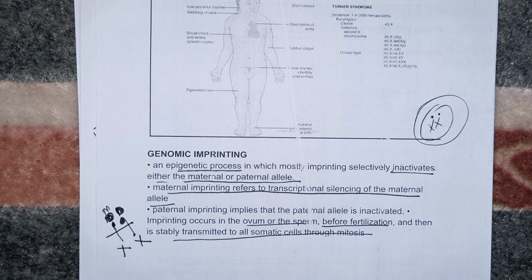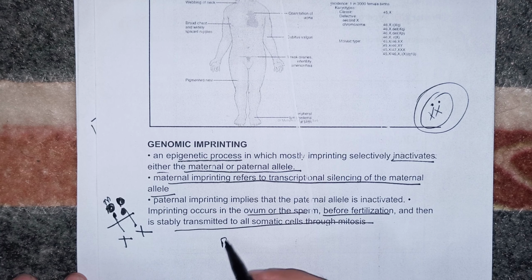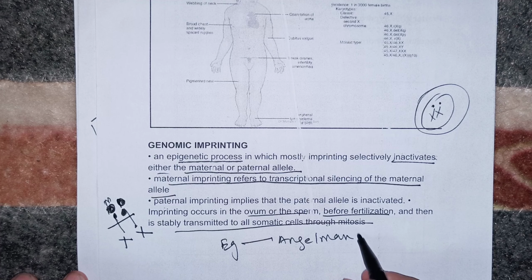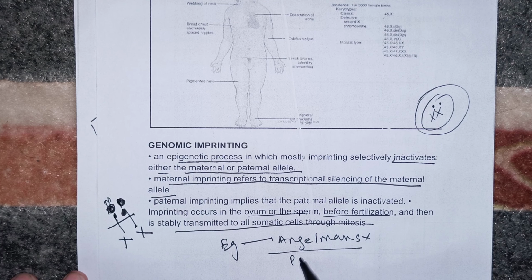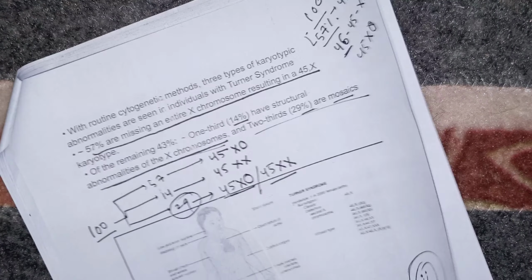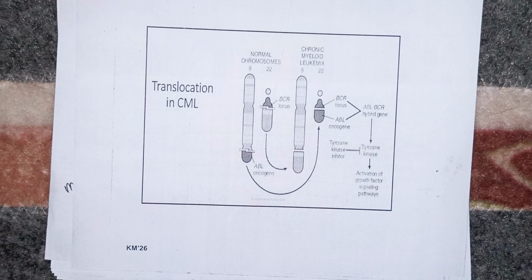Okay, if this genomic imprinting phenomenon can't happen normally where it should, it will lead to some disorders like Angelman syndrome and Prader-Willi syndrome. Okay. Genomic imprinting is a normal and very important phenomenon. This should happen. If it doesn't, it will lead to disorders like Angelman syndrome and Prader-Willi syndrome. Okay. Now let's come to some examples of translocation.